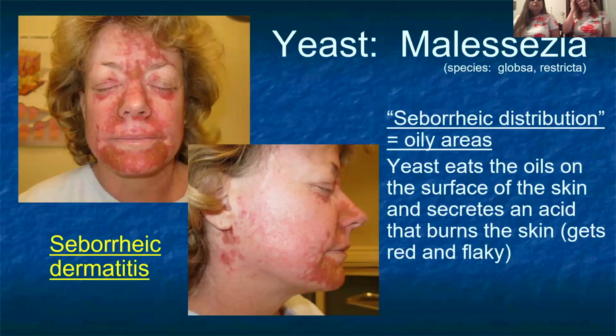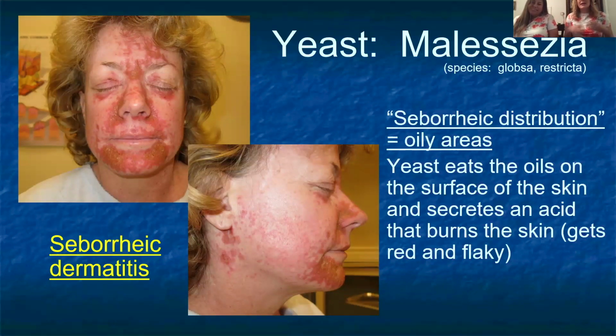And so another example of a commensal organism would be yeast. So Malassezia, there are different species. It's probably one of the most common things we see, right? We see patients with seborrheic dermatitis. I just saw two seborrheic dermatitis cases today. So all the time, all the time.